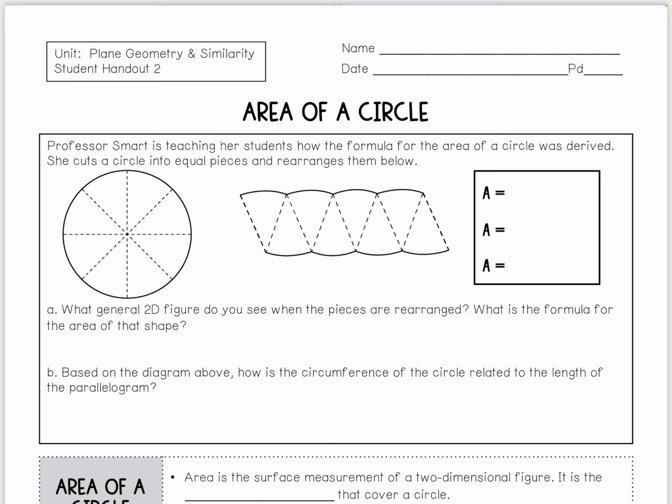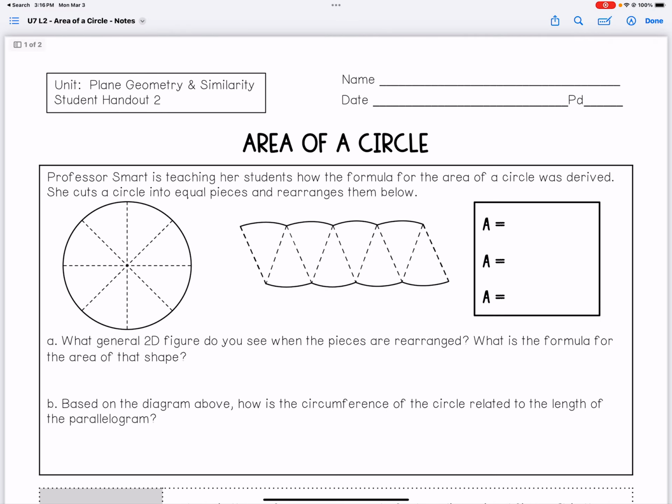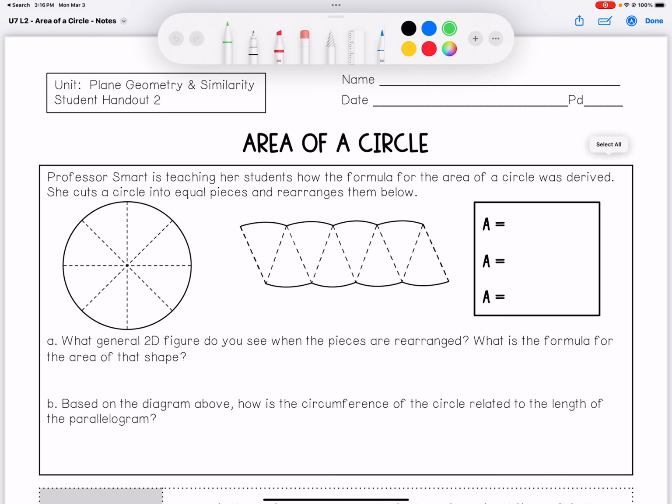Alrighty, lesson number 2 of plane geometry similarity. Now we're going to find out the area of a circle. Professor Smart's teaching her students how the formula for the area of a circle was derived. She had a piece of pizza. She cut it into equal pieces and arranged them below.